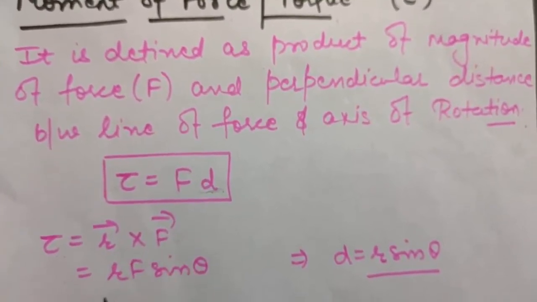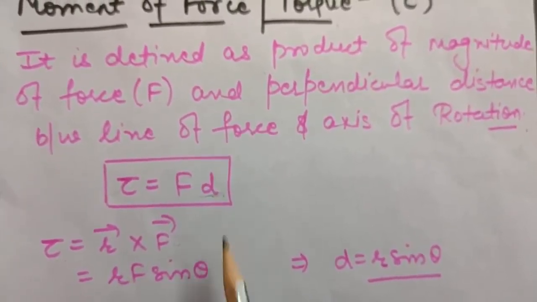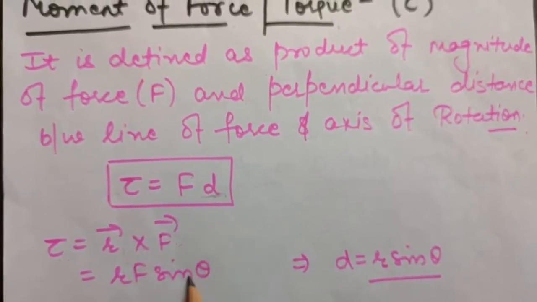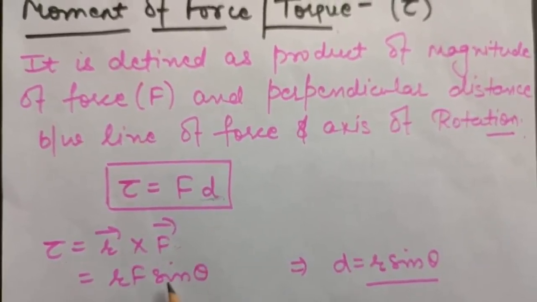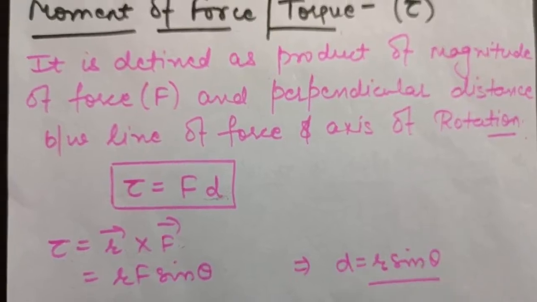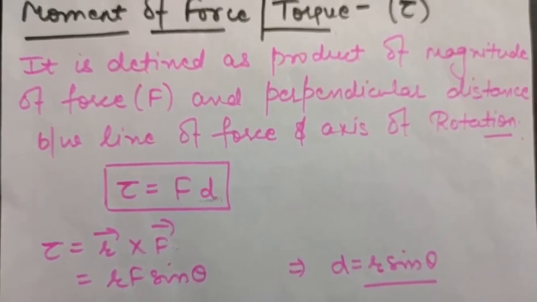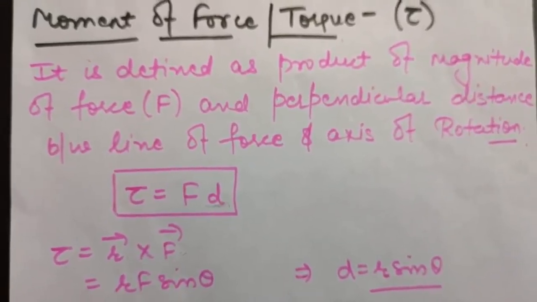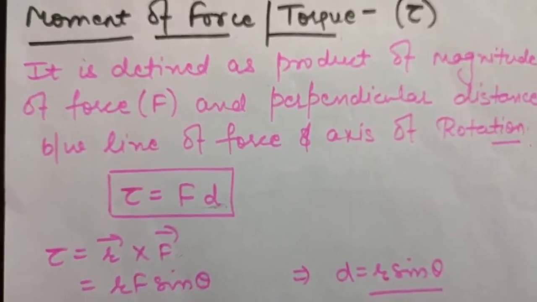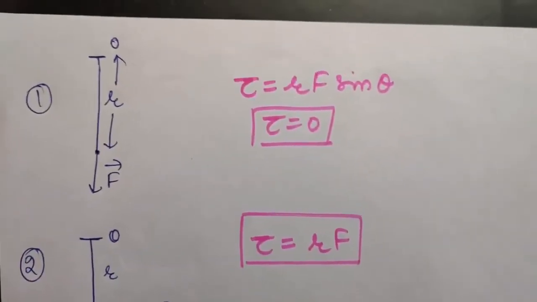So r cross f can be written as rf sine theta. If you compare these two, from this you will get d will come to be r sine theta. Okay. So now let us see various examples, and let us see the proof of torque is equals to r cross f also. Okay, so let us see this example.